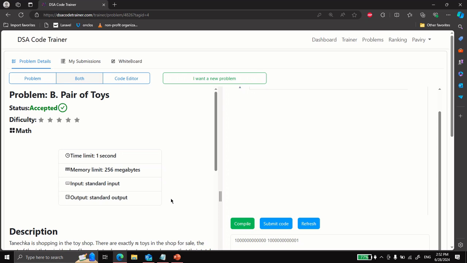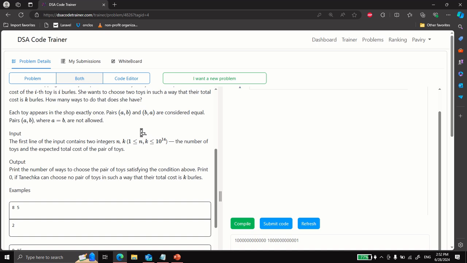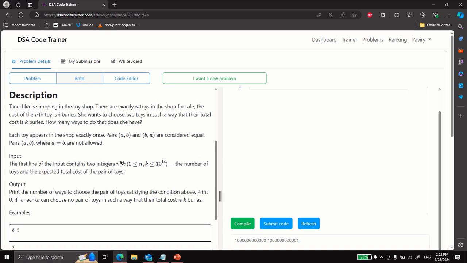Hi, today we're gonna see how to solve another math problem that is called pair of toys. Well, basically in this problem they are going to give us two numbers, n and k. N means that we are going to have toys in the shop for sale, and the cost of these is going to be from 1 to n.